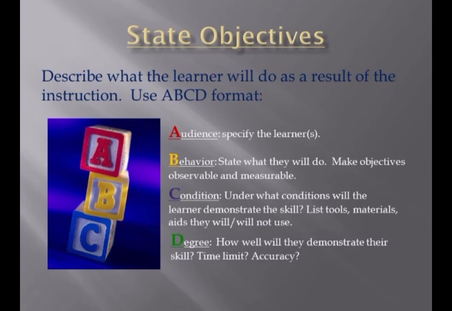So, the ABCDs of well stated objectives. A well stated objective starts by naming the audience of learners for whom the objective is intended.